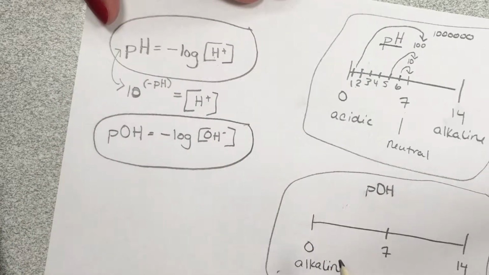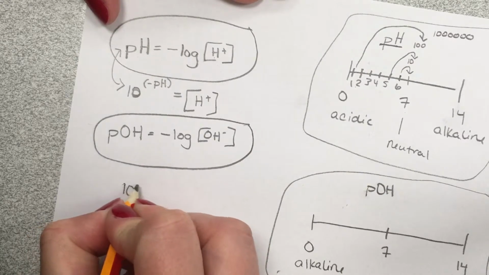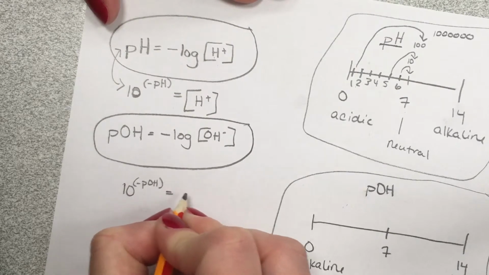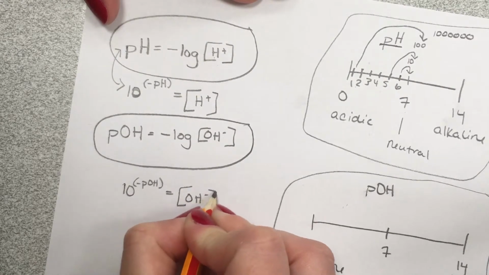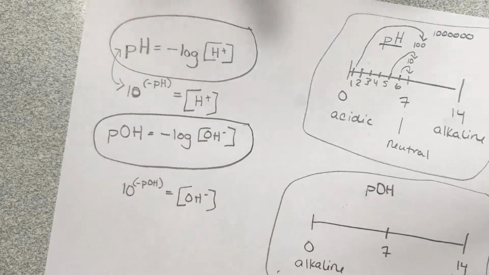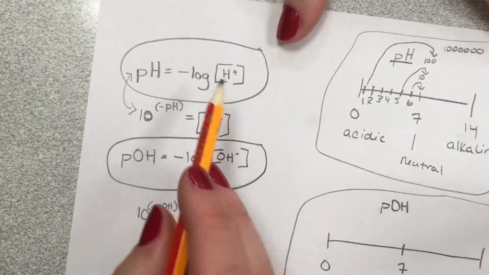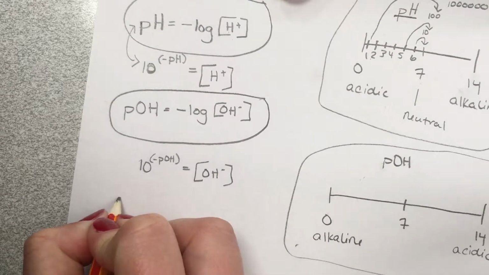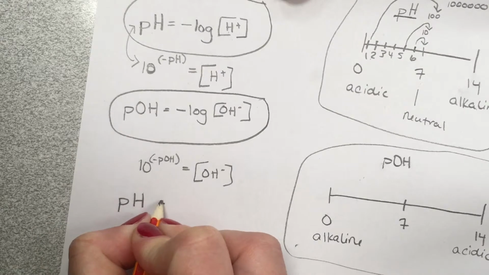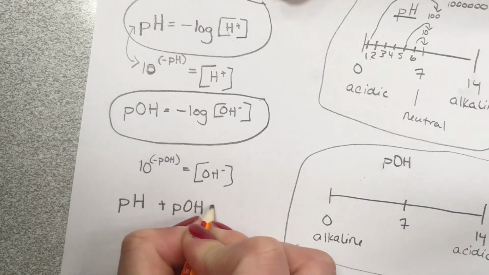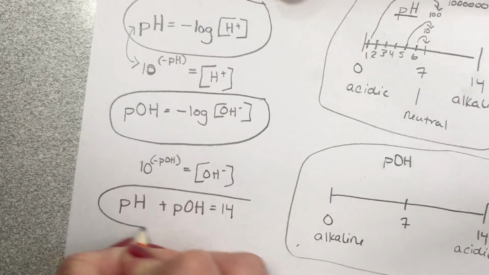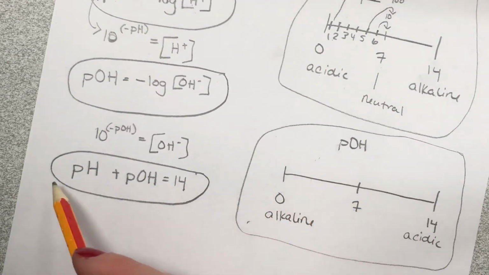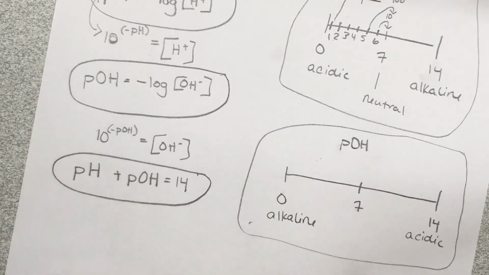And to manipulate it is the same thing, okay? So you would have 10 to the power of negative pOH is equal to the concentration of hydroxide ions if you wanted to manipulate it around, okay? Now, the third equation you're going to need to know for the test is the fact that pH plus pOH is equal to 14, okay? So whatever number you have plus the other number, the pH plus pOH equals 14.